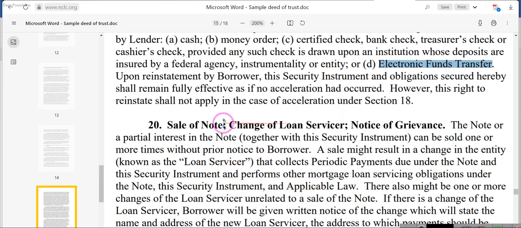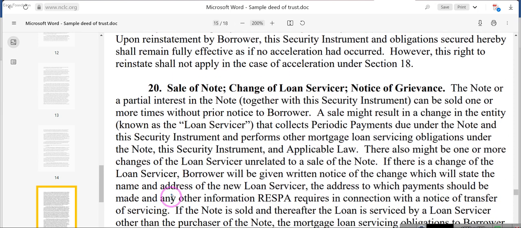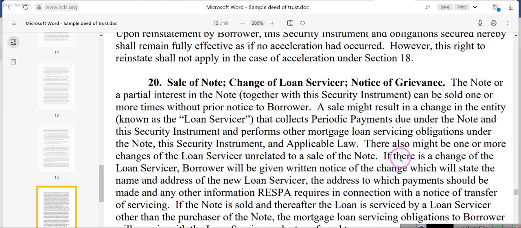Ladies and gentlemen, there is no agreement that you will use a servicer. This says it might result. This speaks of a sale that might result in a change in the entity known as the loan servicer. There is no law requiring you to have a loan servicer. There also may be one or more changes in the loan servicer unrelated to the sale of the note. If there is a change in the loan servicer, the borrower will be given written notice of the change. Pay attention so that you guys get it, because there's something you're not paying attention to, but I paid attention to it. Can be sold one or more times without prior notice to the borrower.